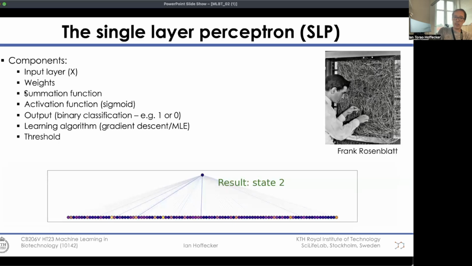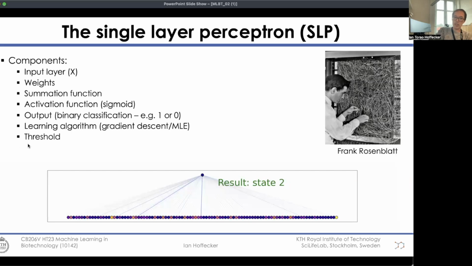We have a summation function that's going to go through each of these inputs and weights and combine them. And then that summation result is going to be fed into some activation function. In the case of logistic regression, it's going to be this sigmoid, but the perceptron is more general. So you could use a different activation function, and that would still be a perceptron. So what we're doing is a particular version of the perceptron. And then you're going to have an output, a binary classification, 1 or 0, and there will be some kind of training regimen, the learning algorithm. So in our case, for logistic regression, this is going to be gradient descent and maximum likelihood estimation.